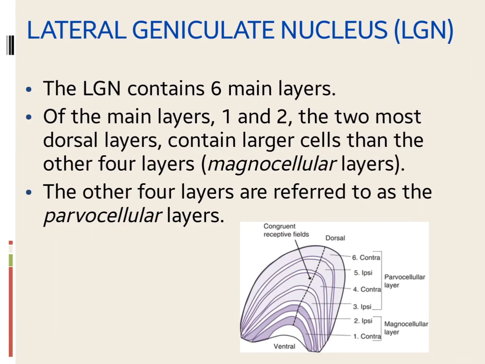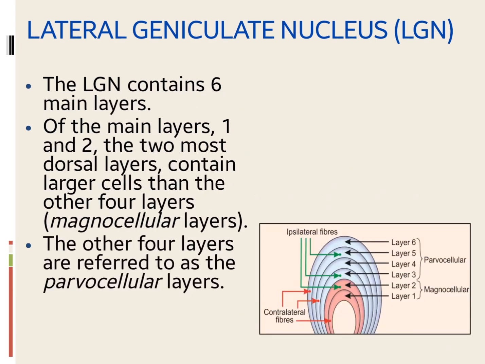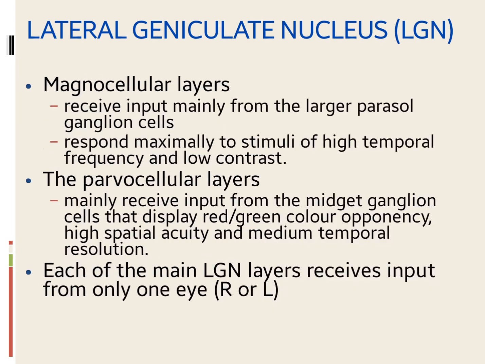The LGN contains 6 main layers. Layers 1 and 2, the most ventral layers, contain larger cells than the other 4 layers, and are referred to as the magnocellular layers. The other 4 layers are referred to as the parvocellular layers. As you see in the picture, 1 and 2 are the magnocellular layers, and 3 to 6 are the parvocellular layers. The LGN contains 6 main layers, as we have said. This is just another diagram to show how those layers look.